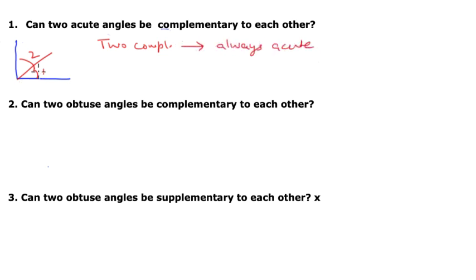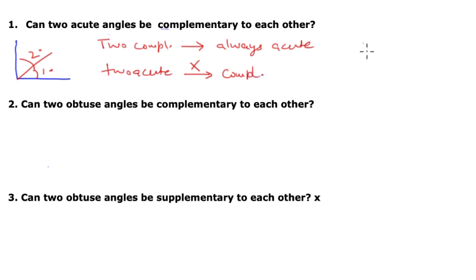Why? Because the sum of two angles, if it is going to be 90 degrees, then individually each one of them has to be lower than 90 degrees, right? When it is lower than 90 degrees, it will be acute, correct? So two complementary angles are always going to be acute, but two acute angles, not necessarily all the time that they are complementary.